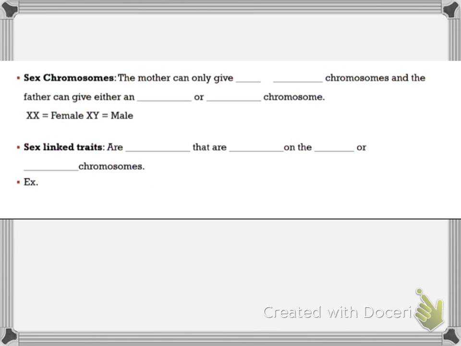Traits that are passed on. Alright, two more terms. You have sex chromosomes. The mother can only give one X chromosome, and the father gives either an X or a Y. So it's really your dad that determines if you're going to be a girl or a boy.